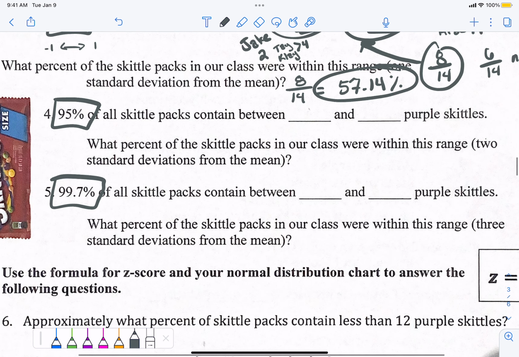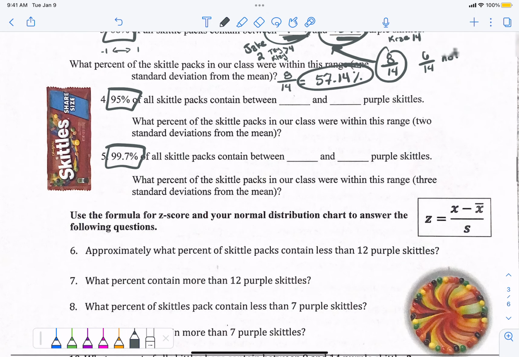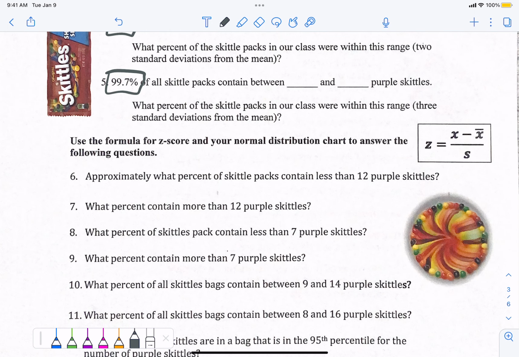Can you do 95 and 99.7 by yourself? No. Yeah, because otherwise my computer's going to die. I have a low battery. No, I can't. Okay, you want time to do those? Can't either. My battery's going to die. That's okay.